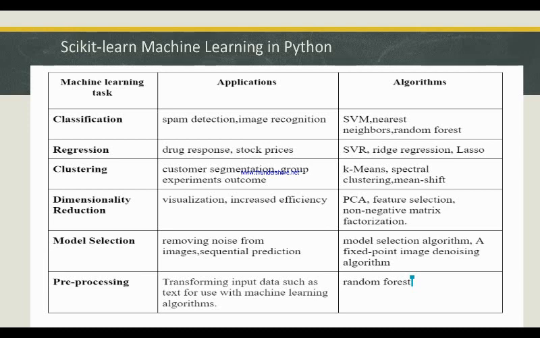For the model selection task, the applications are removing noise from images and sequential prediction. The algorithms are model selection algorithms and a fixed point image denoising algorithm. And last but not least is pre-processing. The application is transforming input data such as text for use with machine learning algorithms. And the algorithm is random forest.